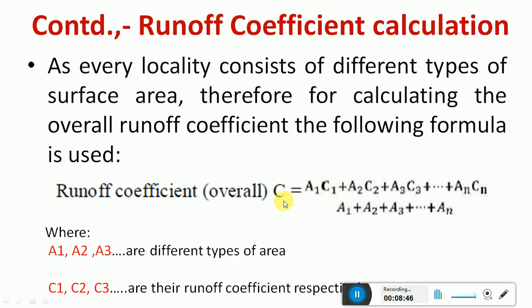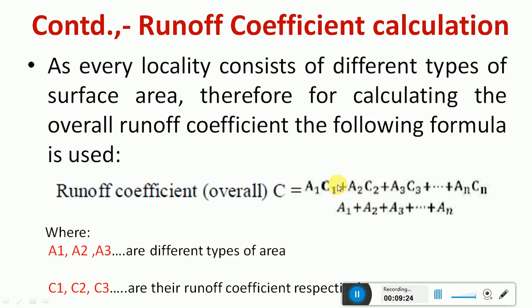To find out the cumulative runoff coefficient for the whole area, we do the summation of the different areas. The coefficient of runoff is given by C = (A1 C1 + A2 C2 + A3 C3 up to An Cn) divided by (A1 + A2 + A3 up to An). Here A1 is area 1 and C1 is the runoff coefficient of that particular area. Similarly, A2 is the area of another portion in a city, and C2 is the coefficient of that area.